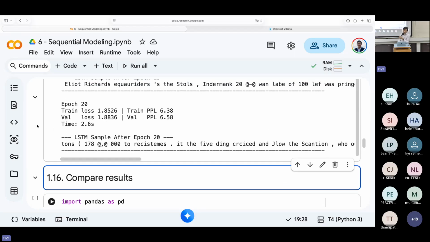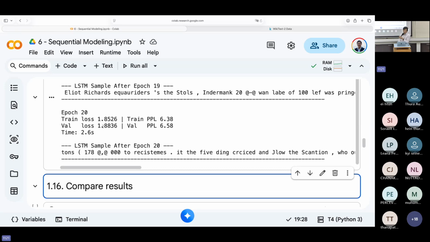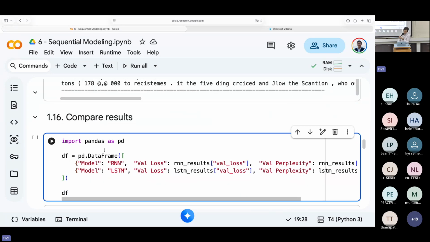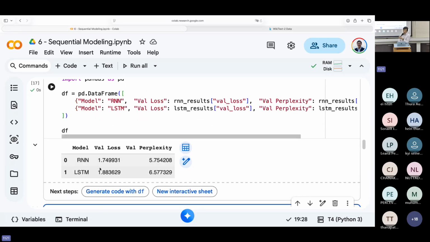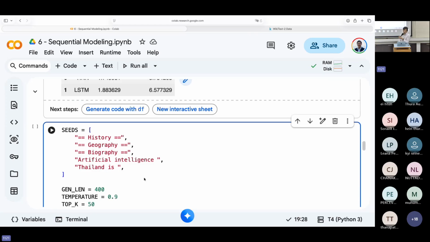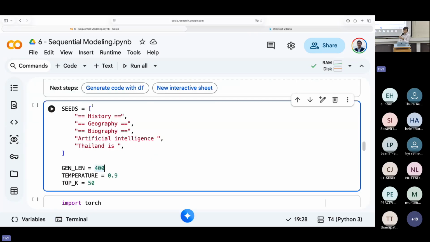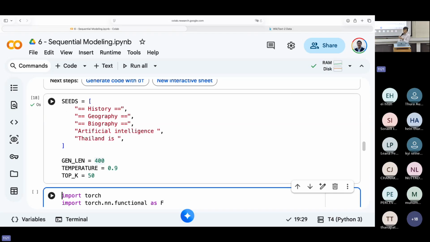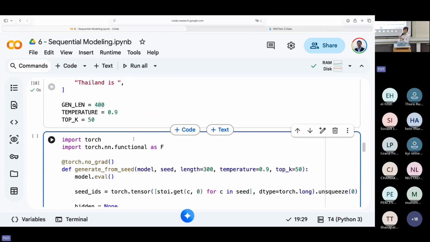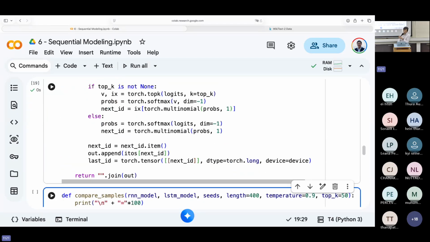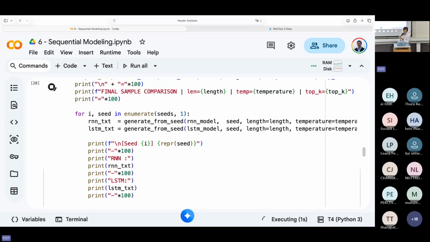We have the training loss and validation loss, comparing the two, which is actually not comparable yet because this is a very early stage, but you can see here how you compare them more or less. With the seed here, history, geography, biography, we said to generate 400 tokens and gave it the top K. Let's see what it looks like compared to the result.